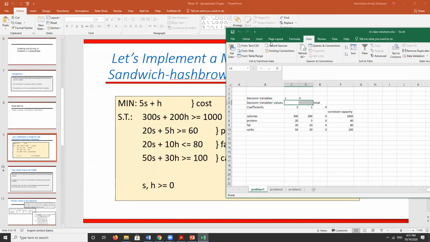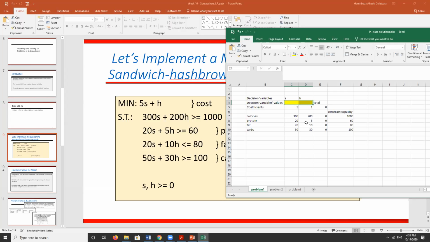So these yellow cells here are my decision variables. I have the coefficients. I know each sandwich costs $5 and each hash brown costs $1. So what would be my total cost? The number of decision variables, sandwiches or hash browns, times their cost, right? Whatever I put in the yellow cells would be multiplied by the coefficient, which gives me the total cost.